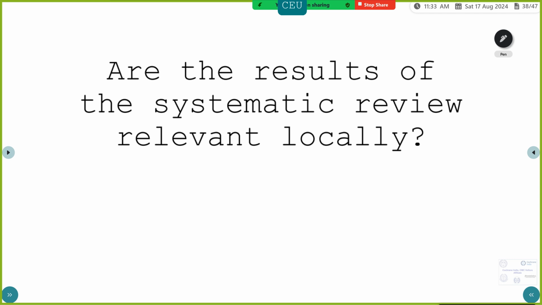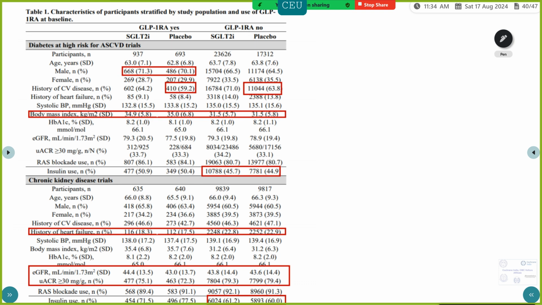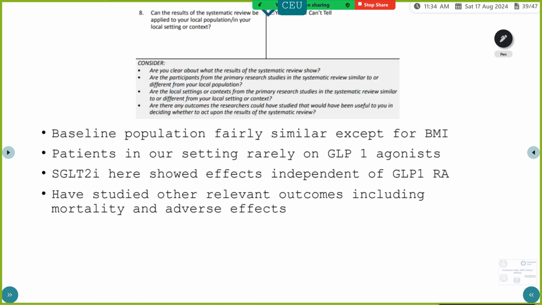Are the results of the systematic review relevant locally? If we see the baseline population that they put in this, it was fairly similar to ours. The age of these patients was around 63, except for the BMI, where they were all more than 30. We don't see that many high BMI patients in our practice. But all the other characteristics, like history of heart failure, were around 18-20%, and all the other characteristics are fairly matched, and we see these kinds of patients in our OPD as well. So the baseline population is fairly similar. However, our patients are rarely on GLP-1 agonists. We do not routinely use them.